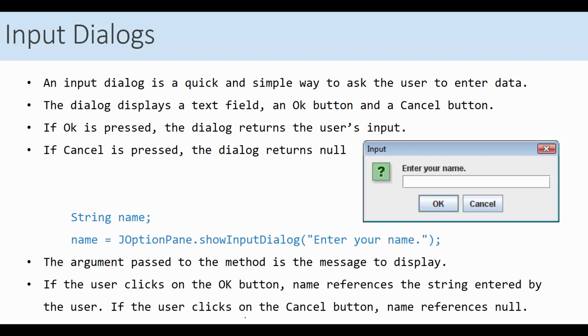The second type of dialogs is input dialogs. It's a very quick and very simple way to ask the user to enter data. You see one text field here, and you have two buttons. Either you click OK or Cancel. If you click OK, the string you enter here will be returned. Like in this example, whatever you type here will be stored here in the name. But if you click Cancel, null will be returned.